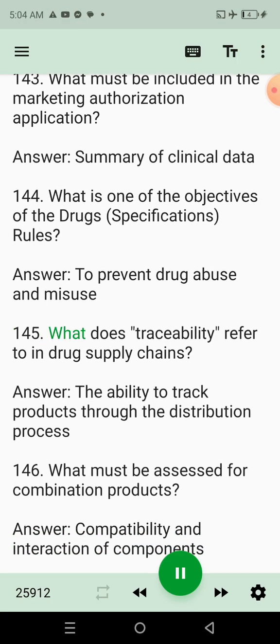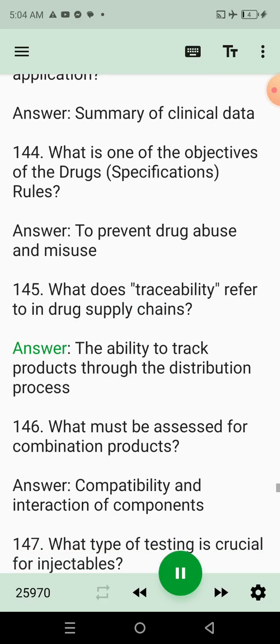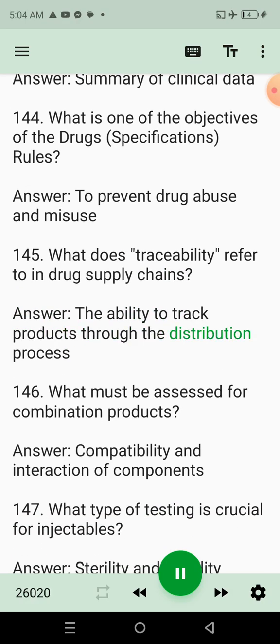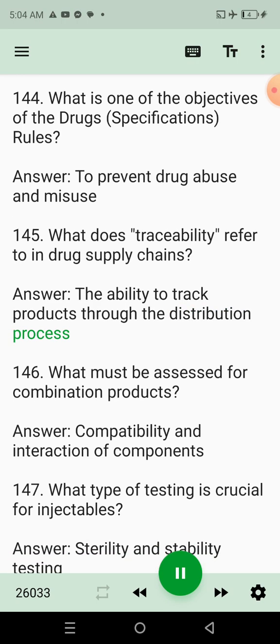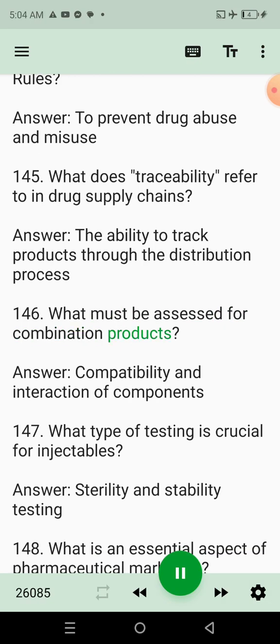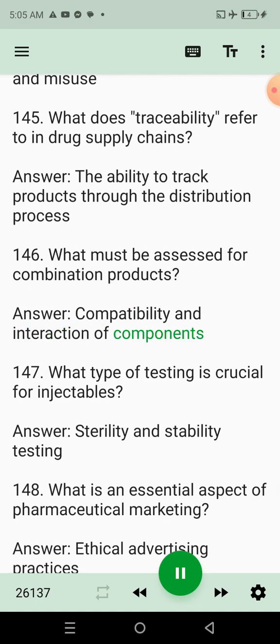145. What does traceability refer to in drug supply chains? Answer: the ability to track products through the distribution process. 146. What must be assessed for combination products? Answer: compatibility and interaction of components.